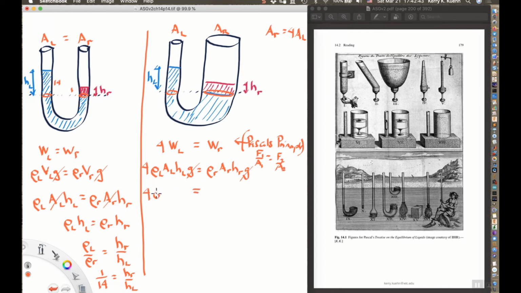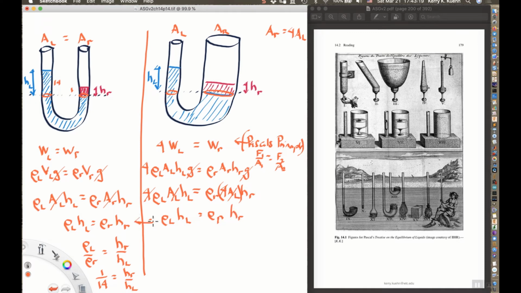And then 4 times the density of the fluid on the left, area on the left, height on the left, and on the right, density of fluid on the right. The area on the right we've said is 4 times the area of the fluid on the left, like this. So I plugged in 4AL for AR. Now notice what happens. The 4's cancel out, AL's cancel out, and we're left with density on the left times height on the left equals density on the right times height on the right.